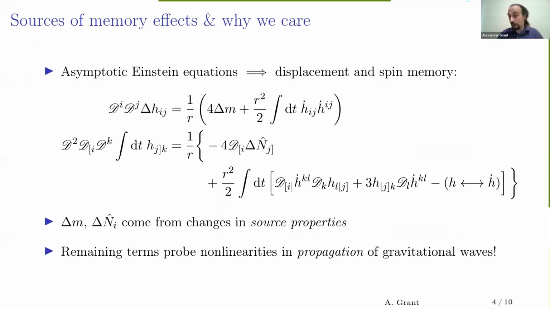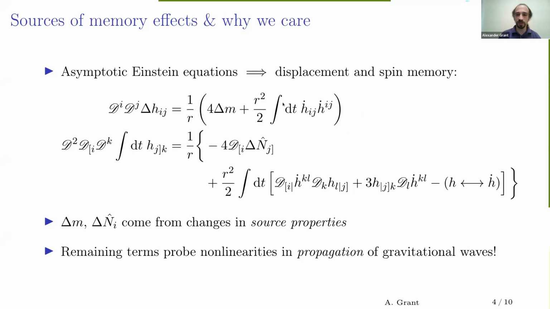Now, why do we even care about any of this? Well, it turns out that these effects are relevant for astrophysical sources. The asymptotic Einstein equations imply that you can derive formulas for the change in the metric, the displacement memory effect, and an integral, the spin memory. And there are two contributions for each. There are these delta M or delta N contributions, which are related to changes in source properties. This is the so-called linear or ordinary memory effect.